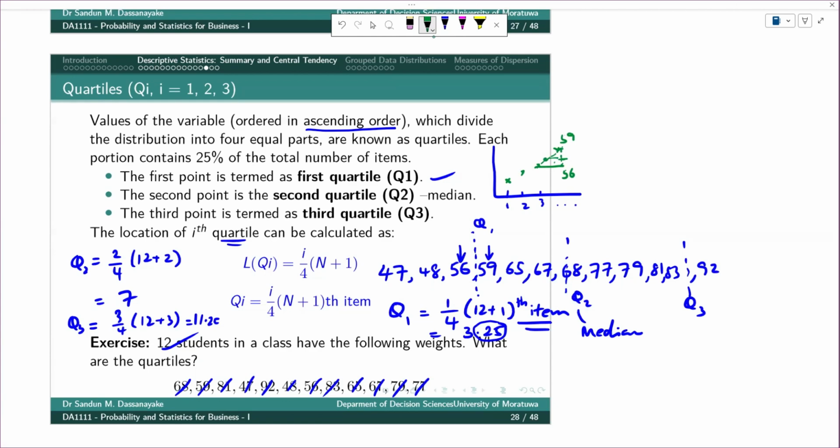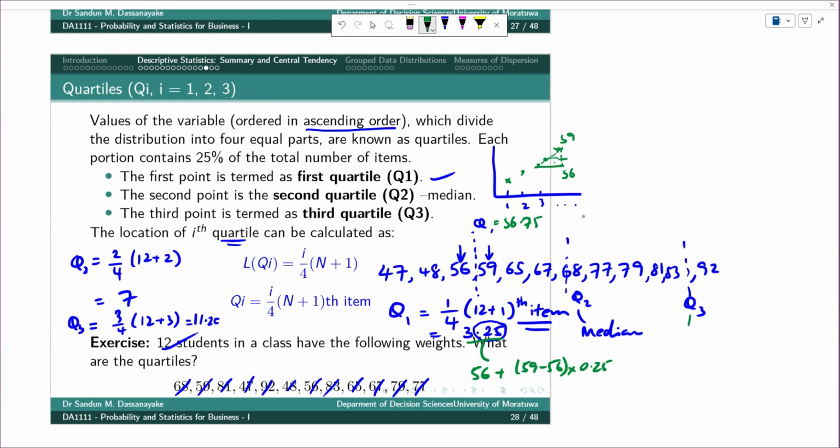So 59 minus 56, that's 3. And 0.25 of that is 0.75. So Q1 is going to be 56.75, right? Because this is going to be 56 plus (59 minus 56) times 0.25. So that's 0.75, right? So that's 56.75. The same goes here as well.